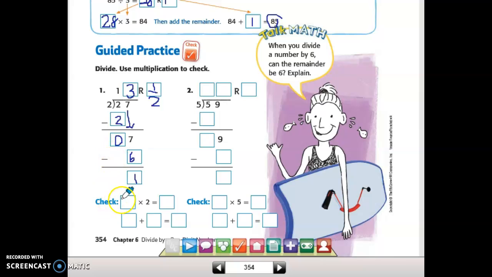Now in order to check, we're going to do 13, which is my quotient there. 13, 1 ten and 3 ones, times 2 is 26. Now I'm going to take 26 and add in my remainder of 1, and that makes 27. And that's how I know that I did the work correctly. And you can do it with this one, and you can write out your multiples of 5 if you need to, and they've given you less on this one, but you can still check your work down here.